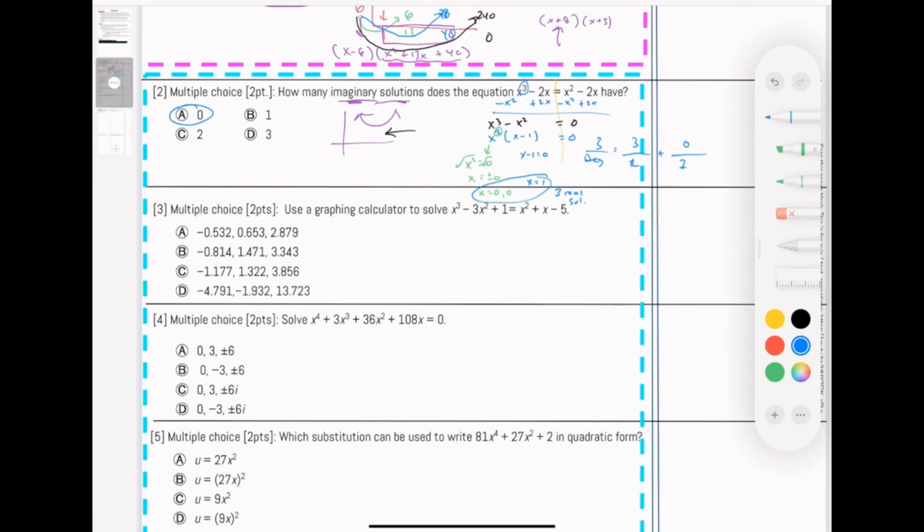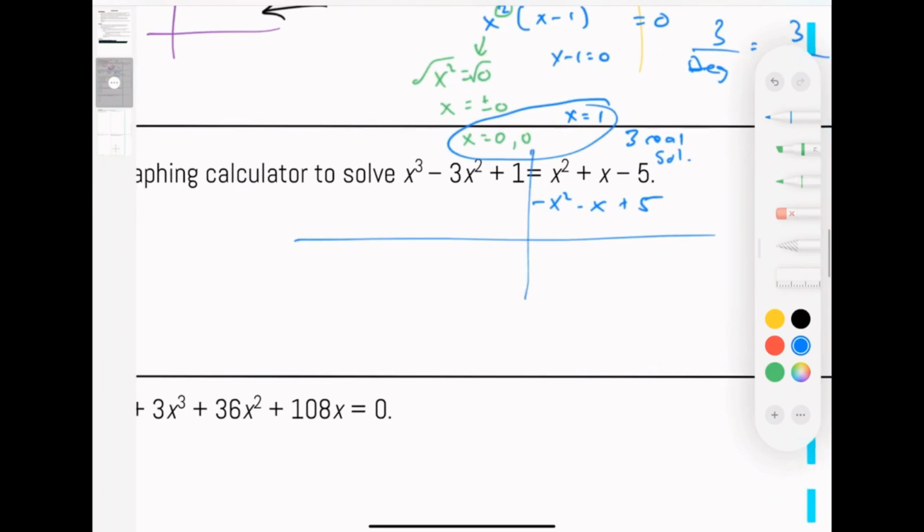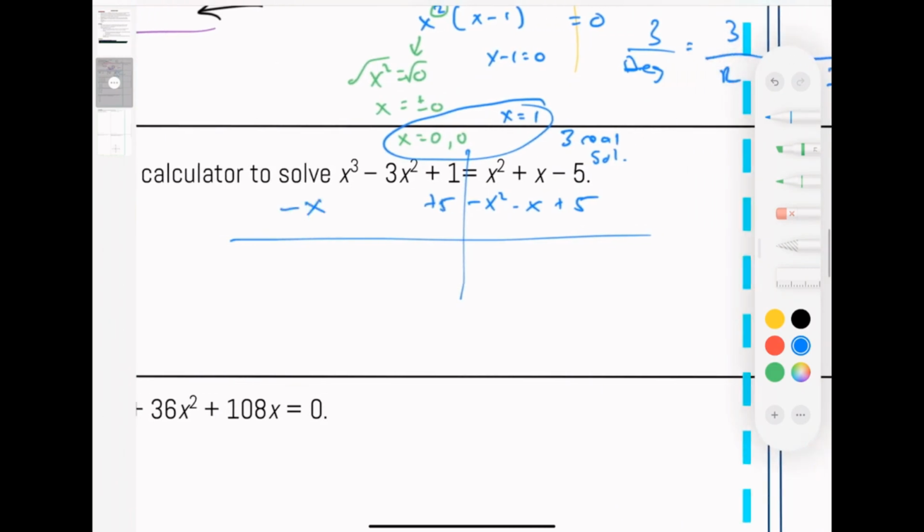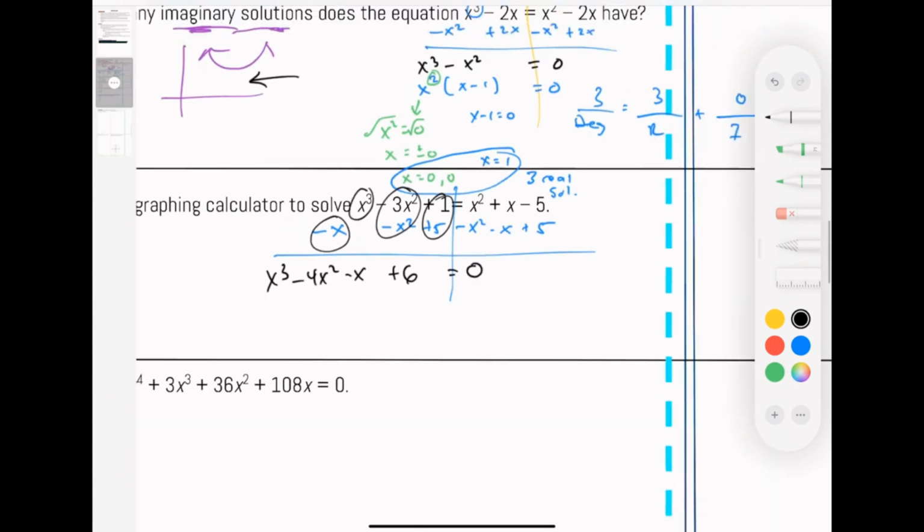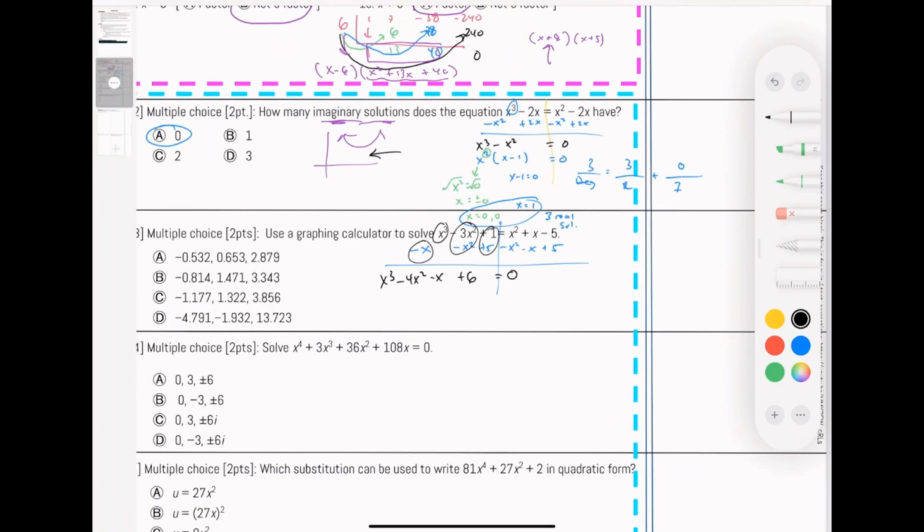Use a graphing calculator to graph that. Before I do that though, I'm going to set it equal to 0. Do that to the other side here. Negative x, which is not a like term, and negative x squared. So x to the third, negative 4x squared, negative x, positive 6. Okay, let's go ahead and put that into our calculator.